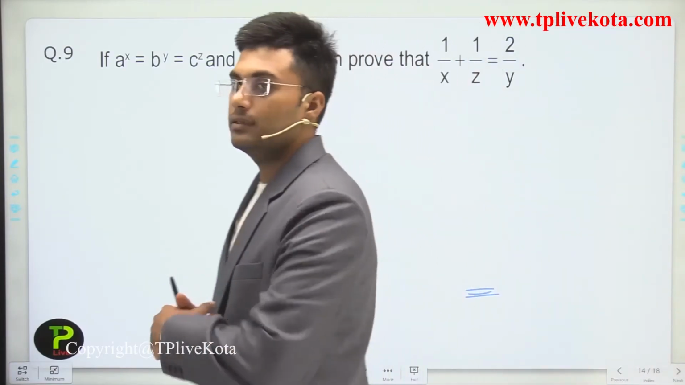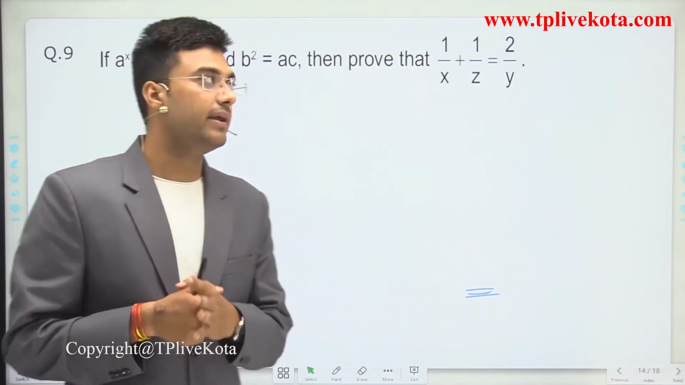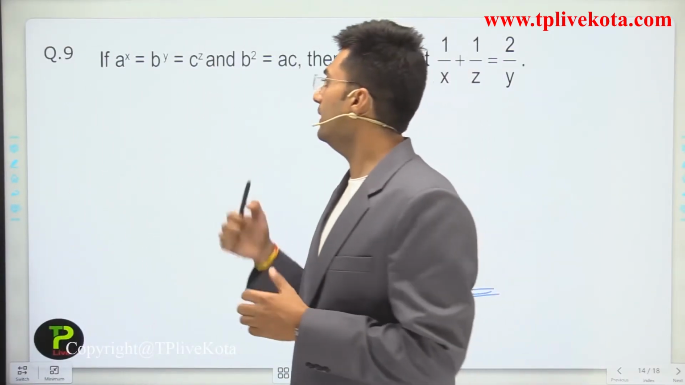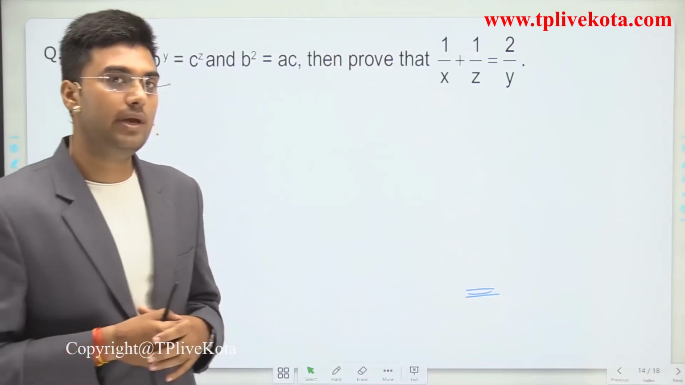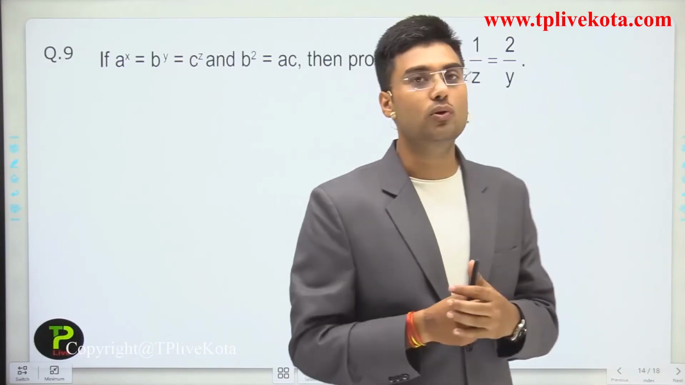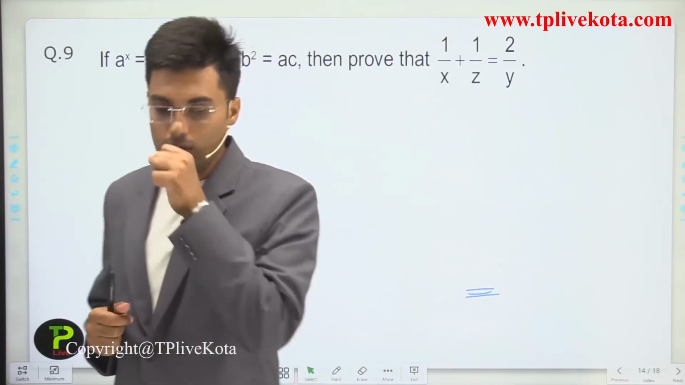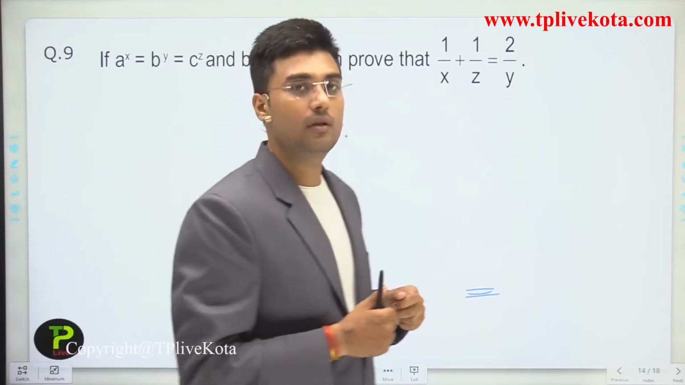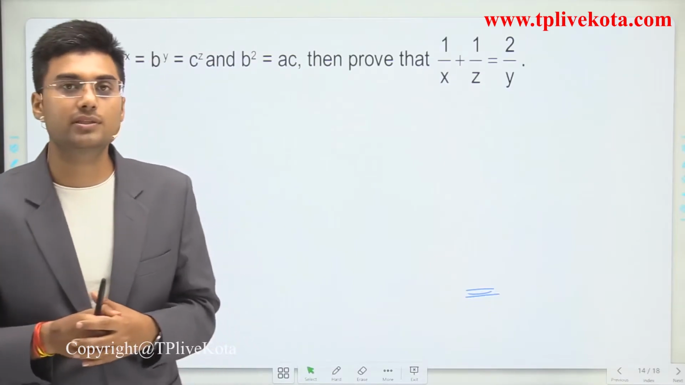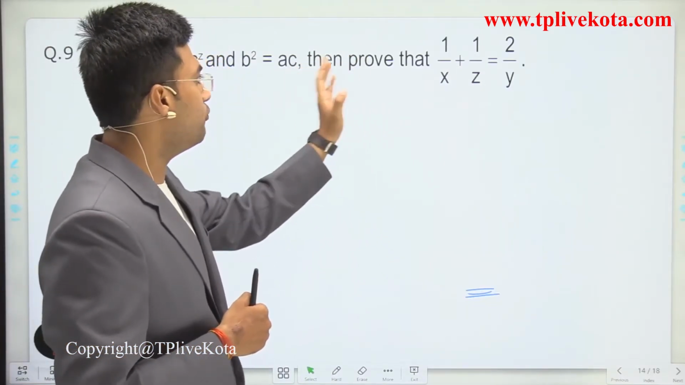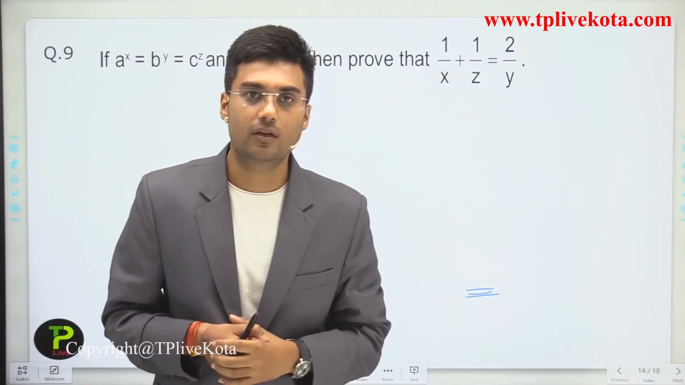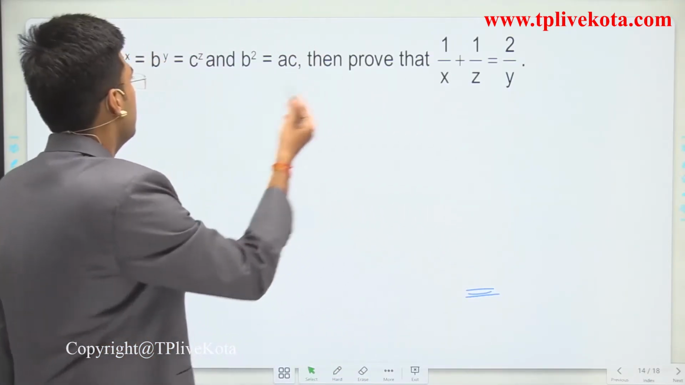Dear students, the next question is, if a to the power x, b to the power y and c to the power z are equal and b square is equal to ac, then we have to prove that 1 upon x plus 1 upon z equals 2 upon y. Dear students, this question is also asked in the objective questions, as we have to find the value of 1 upon x plus 1 upon z minus 2 upon y. Okay, so let's solve now.